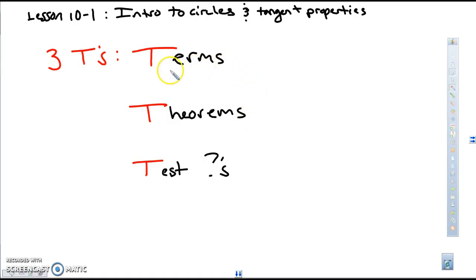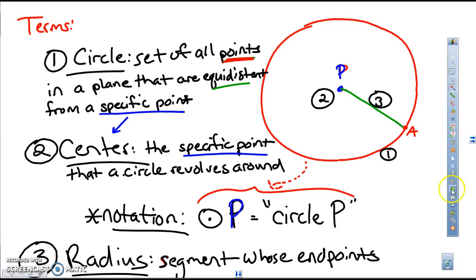Okay. So, Mr. Keller likes to give the big three T's for this chapter, and those are terms, theorems, and test questions. So, each lesson is going to basically have this sort of structure. We'll go ahead and just dive right in, and we're going to start out with our first T, which is terms. So make sure you're keeping good notes. Maybe make a graphic organizer or something. This is stuff you're going to want to definitely study, be good at. Maybe make a Quizlet or something like that.